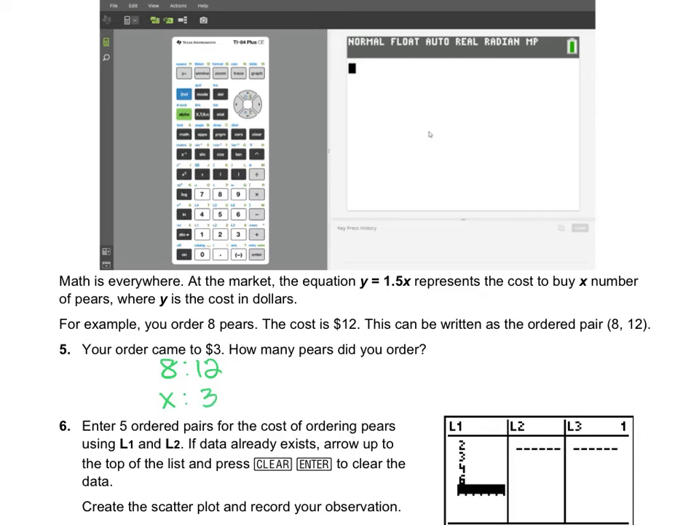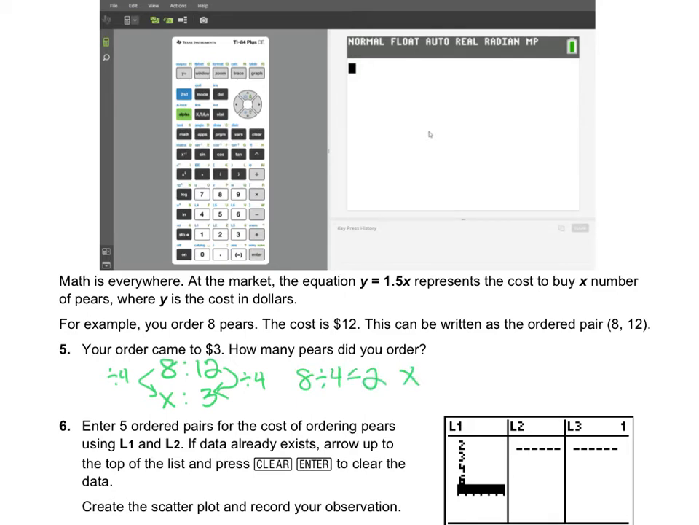And we could do some cross multiplication or this and that, but really we think about how do we get from 12 to 3? We divide by 4. How do we get from 8 to x? We divide by 4. Therefore, the pairs that we ordered: 2 of them.